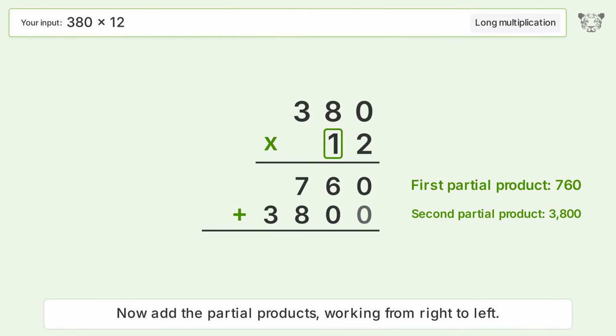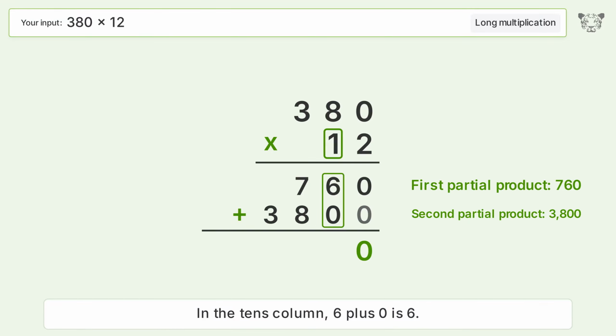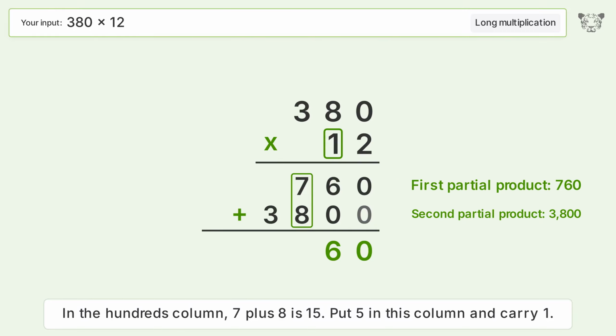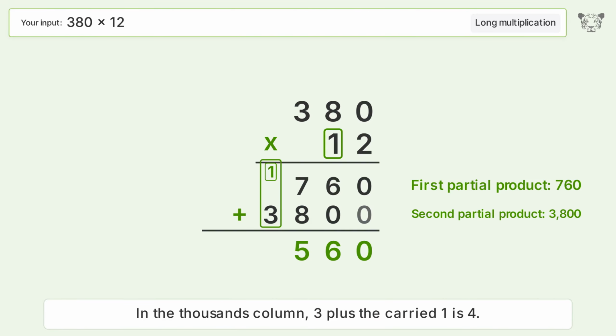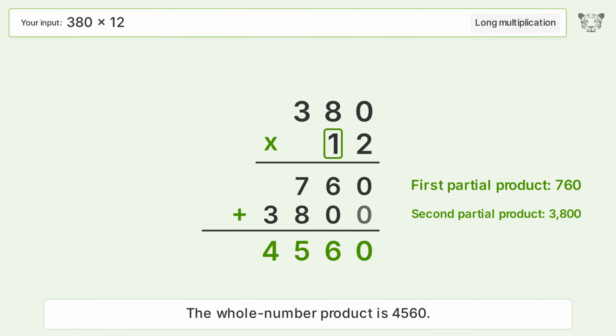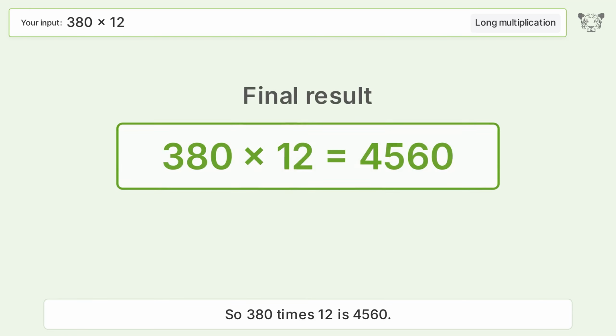Now add the partial products, working from right to left. In the ones column, 0 plus 0 is 0. In the tens column, 6 plus 0 is 6. In the hundreds column, 7 plus 8 is 15. Put 5 in this column and carry 1. In the thousands column, 3 plus the carried 1 is 4. The whole product is 4,560. So 380 times 12 is 4,560.